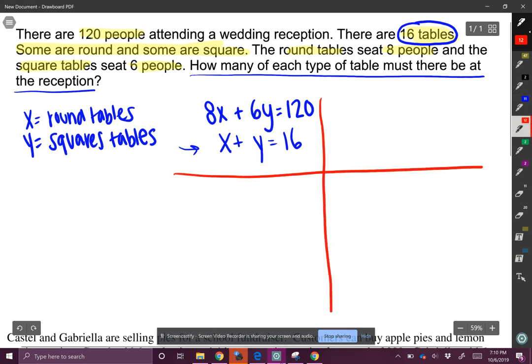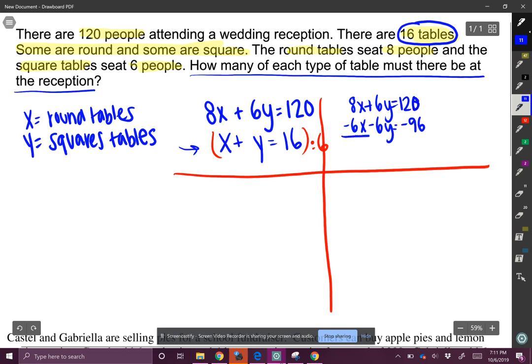I think it's going to be easiest. And the first thing I'm going to have to do is multiply the bottom equation by, I'm going to choose -6 just to keep our numbers a little bit clearer here. So when we multiply the bottom by -6, the top equation stays the same. That's still 8x plus 6y equals 120. And our new bottom equation now is -6x minus 6y is equal to -96.